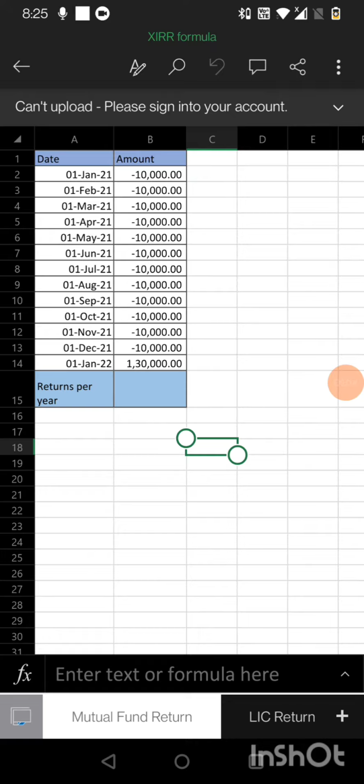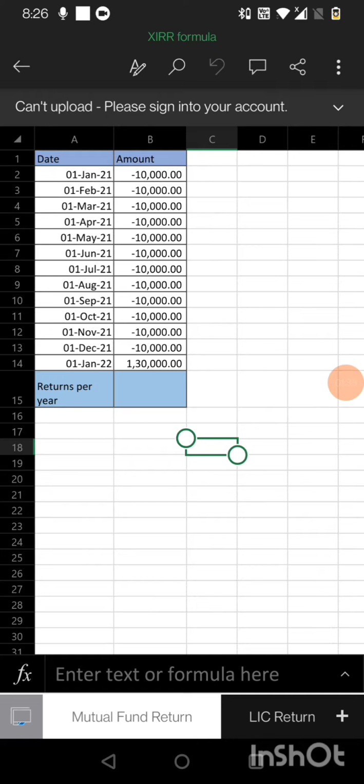So we have taken 1 year of investments, how much I invested and what was my year end return. Okay, it is just assumption values, just for your calculation purpose. So let's see here. What are my values here? Dates are 1st Jan, 1st Feb. These are actually the dates of investment of my SIP, mutual fund SIP. Every month I am investing 10,000 rupees, which is going out from my bank account, that's why I have kept it as minus 10,000 rupees.